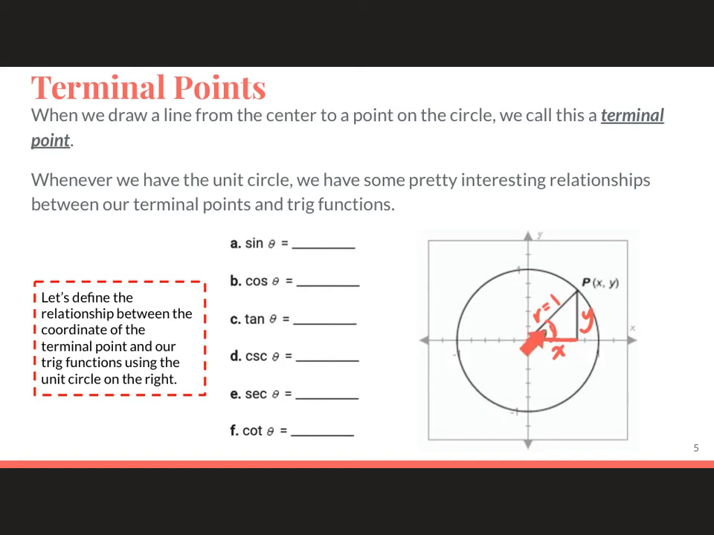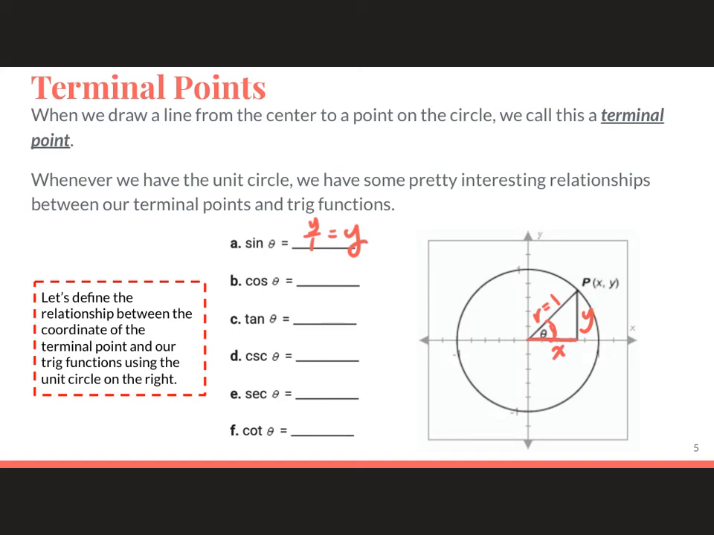So if I am letting this be theta, sine of theta is going to be my opposite over hypotenuse. So this is going to be y over 1. And if I simplify that a little bit more, that's y. So because sine of theta simplifies down to y, I'm realizing that sine of theta has a connection with the y coordinate of my terminal point. Whatever theta is, it doesn't matter what the theta value is, sine of that theta value is always going to be equivalent to the y coordinate of your terminal point.